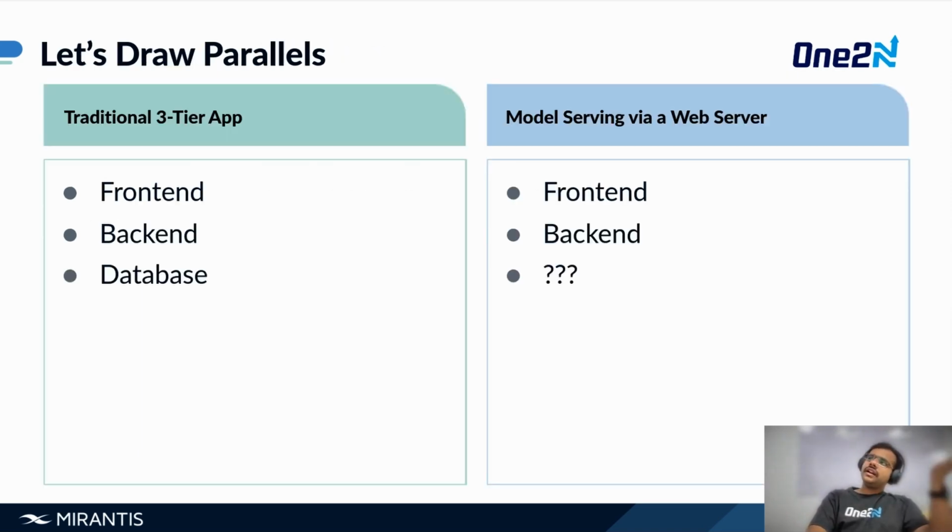So this is where I'm reiterating myself again. In a traditional three-tier web app, you have a front end, you have a back end, you have a database. But when it comes to model serving, what is that third layer, right? What are the components that are needed?